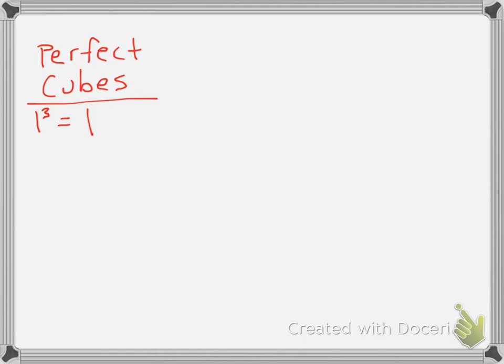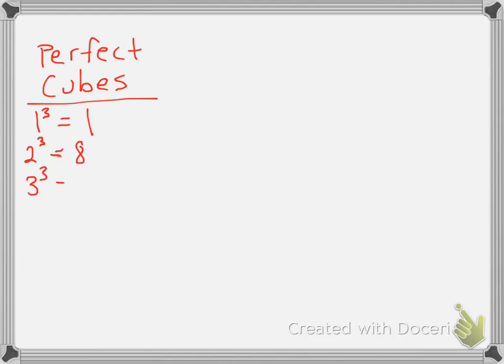Now the first thing you need to know is, what are perfect cubes? Well, just like perfect squares are 4 or 9, 16, 25, because when you square a number, the answer you get is called a perfect square. In the same way, if you cube a number, the number you get is called a perfect cube. So 2 cubed means 2 times 2 times 2, and you get 8. So 8 is called a perfect cube.